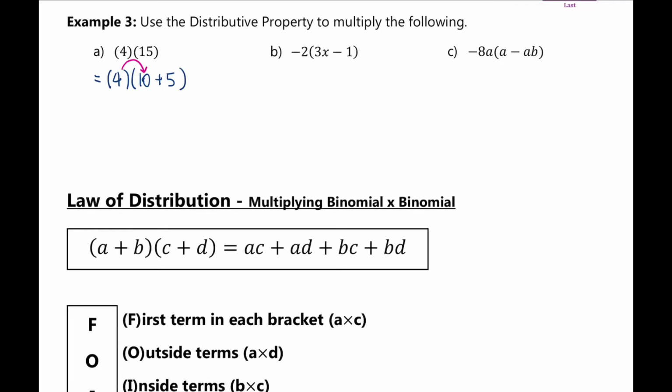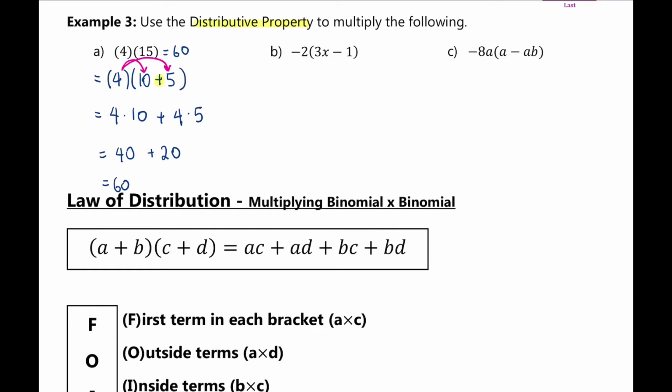We have 4 times 10. We keep the operation here, so we're going to rewrite it, plus, and we're going to multiply 4 and 5. We get 4 and 5 here. So we have 4 times 10, which is 40, and we have 20 for 4 times 5. It results in 60. And if you punch 4 times 15 into a calculator, you'll see that you get 60. So distributive property is true in all cases. Let's take a look at the second example here.